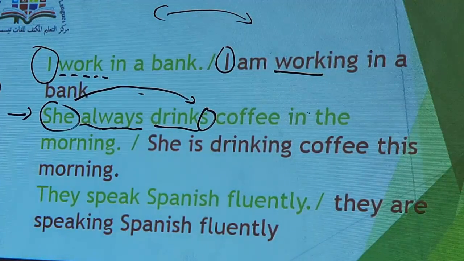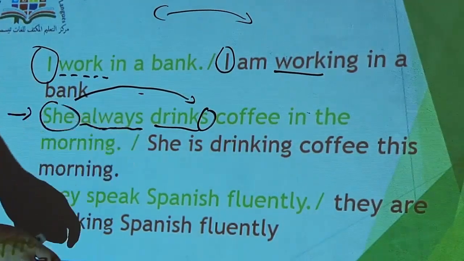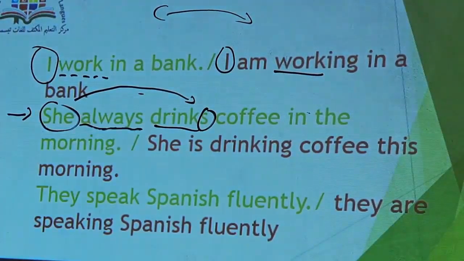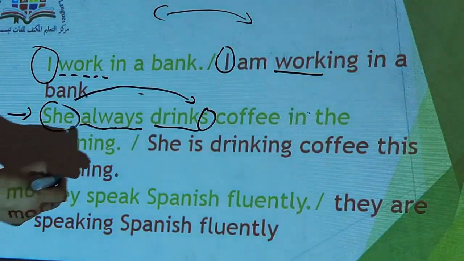Let's explain the first sentence. She always drinks coffee in the morning. It means it is something that is happening regularly. It is a habit. It is her habit. However, when I say she is drinking coffee this morning, maybe this morning is an exception. Why not? It is something temporary. So this is why we have used the present continuous in this sentence.